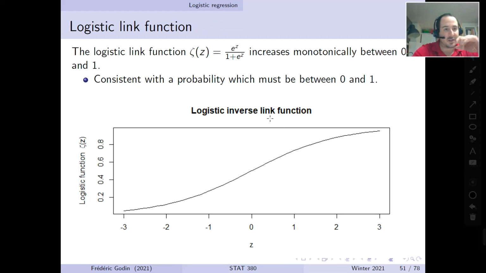So now what does the logistic function look like? I wanted to show a plot so you can see. Once again, this is the logistic function. If you plot it for various values of z, you see that it converges to 0 when z converges to minus infinity, and converges to 1 when z converges to infinity, and it increases like that. So it remains between 0 and 1, consistent with a probability, and moreover, the variation is smooth and nice, so it's very convenient for modeling purposes.